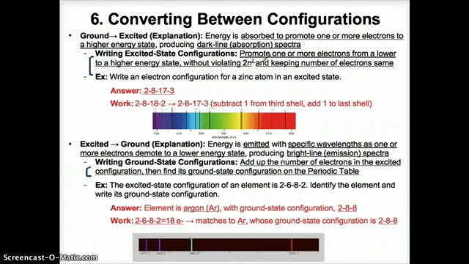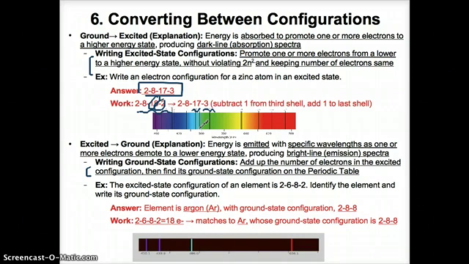For example, to write an electron configuration for a zinc atom in an excited state, all you have to do is take its ground state configuration of 2, 8, 18, 2 from the periodic table, subtract 1 from this third shell, giving you 18 minus 1, or 17 in the third shell now, and add that one electron to the fourth shell, giving you 2 plus 1, or 3 in the fourth shell now. And this new configuration of 2-8-17-3 represents an excited state configuration for a zinc atom, where one electron was promoted from the third to the fourth shell.